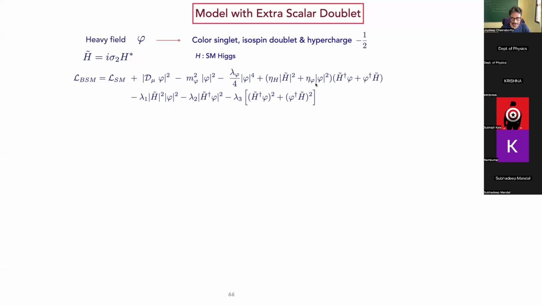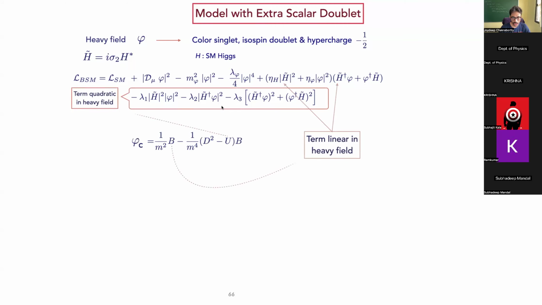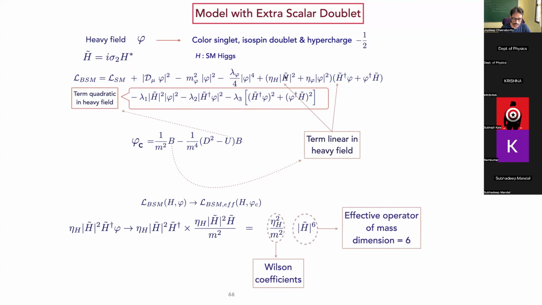And eta h and eta phi, they're basically dimensionless couplings. And then you have lambda 1 and lambda 3, which are also dimensionless couplings. Now, if you try to go back to the previous slide and map what is my B, you'll identify B is nothing but this term, right? This eta h times this h cube term, because it's linear in the heavy field.